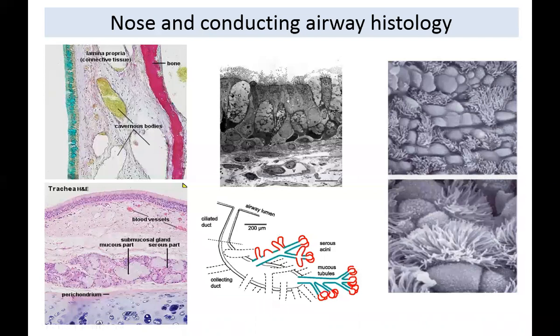So these cells in between here would be secretory cells as well, and this is just a bit of a blow up. This is a diagram of a submucosal gland, and it's a series of branches, and secretory cells are all along here. So these are the major mucus-producing structures in the airways.